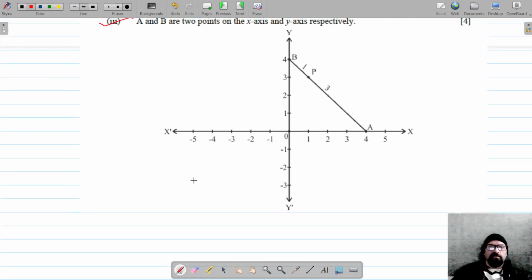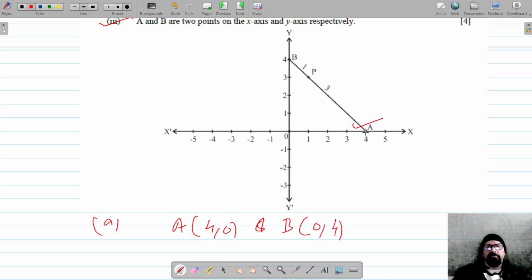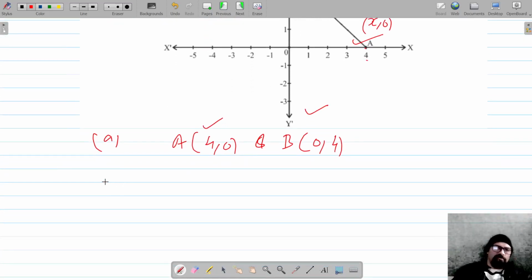Okay. So for third part A, we have to write down the coordinates of A and B. The coordinates of A are 4, comma 0, and the coordinates of B are 0, comma 4. A is on the x-axis, and on the x-axis the coordinates are of the form x, comma 0, and here x is 4, so it's 4, comma 0. And on the y-axis the coordinates are of the form 0, comma y, so here y is 4, so it's 0, comma 4.